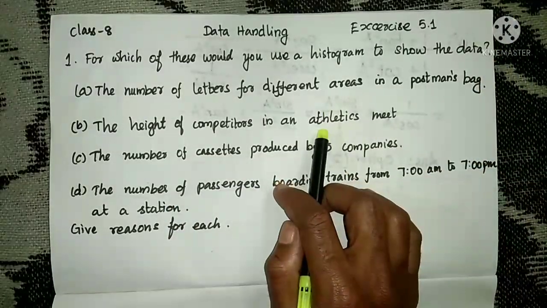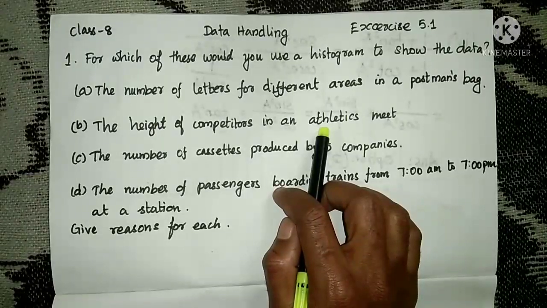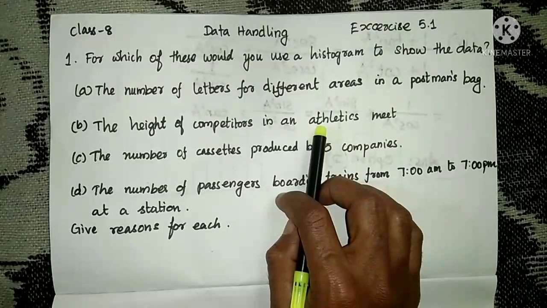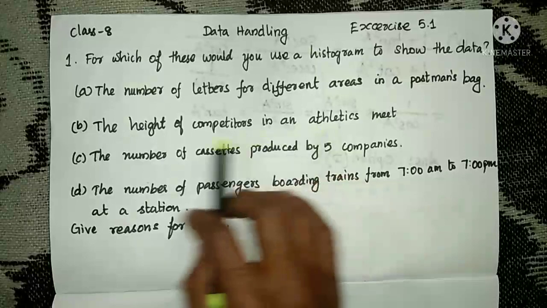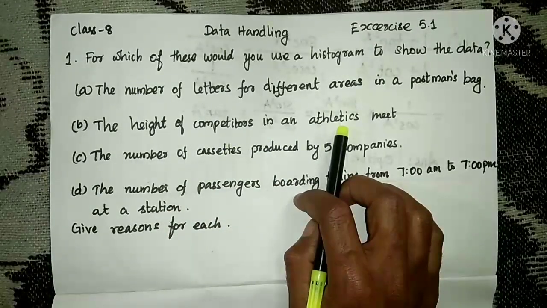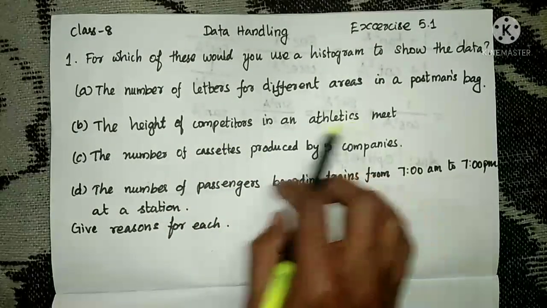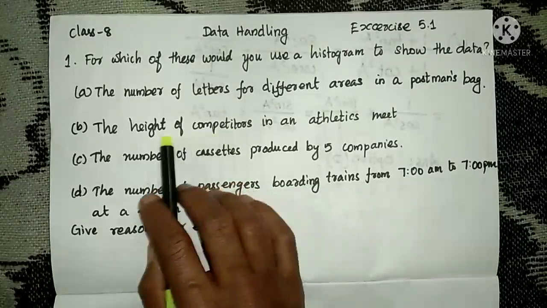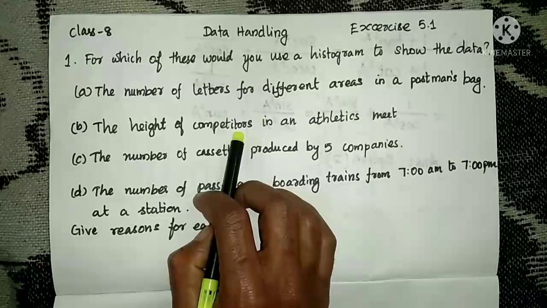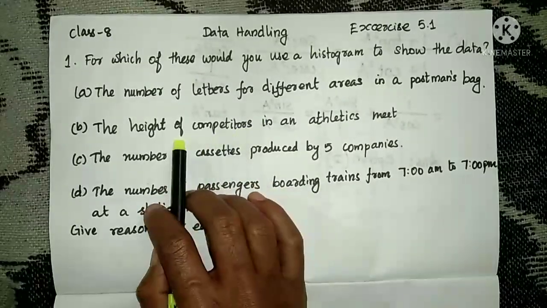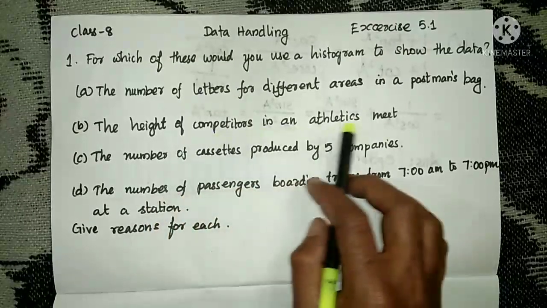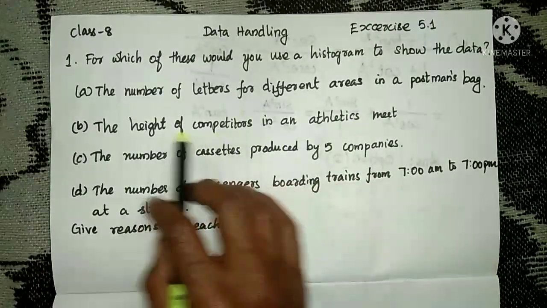So here we can bring or we can produce this one class interval. നമുക്ക് ഇതിൽ പ്രൊഡ്യൂസ് ചെയ്യാൻ പറ്റും. So this can be represented in a histogram. See, the height of competitors we can represent in class interval. അതുകൊണ്ട് നമുക്കിത് ഈ ഹിസ്റ്റോഗ്രാം വരയ്ക്കാൻ പറ്റും for the second statement.